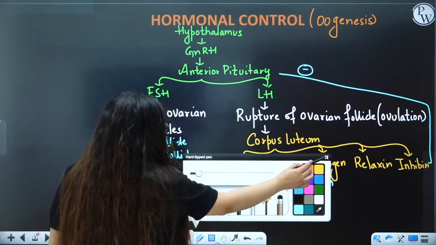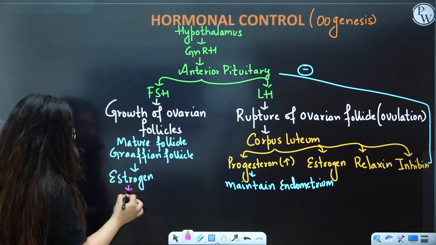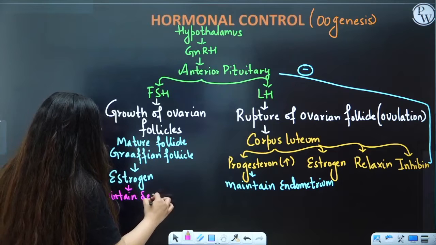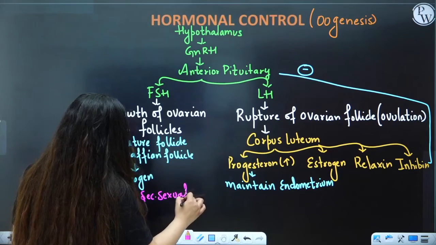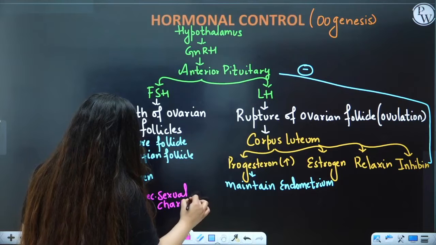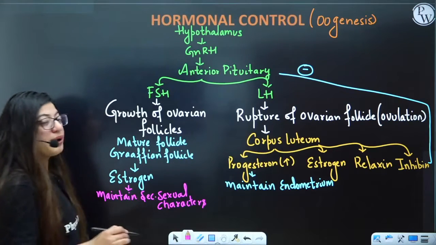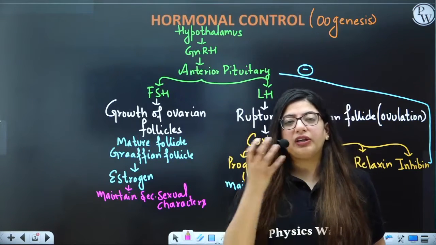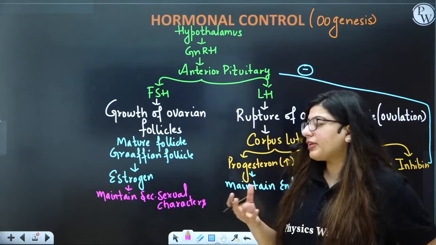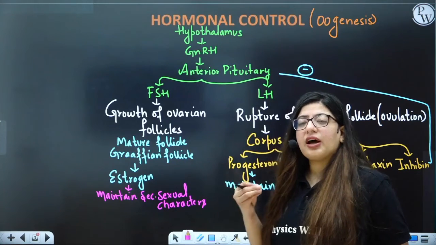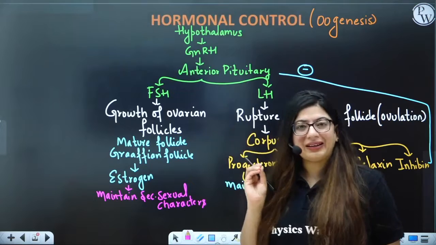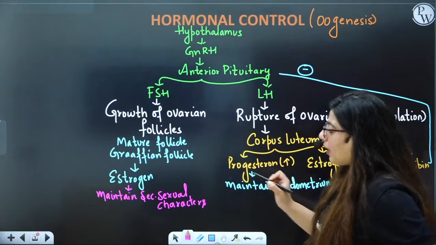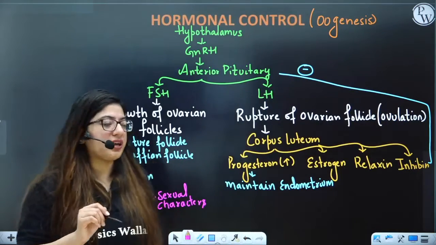Now, what is the role of estrogen? It maintains secondary sexual characters. What are these secondary sexual characters? Yes, like formation of breast, development of all the reproductive organs in a female. Also in a female, this helps in the growth of endometrium, but the maintenance of endometrium is the main role played by progesterone. So estrogen gives negative feedback to the pituitary.